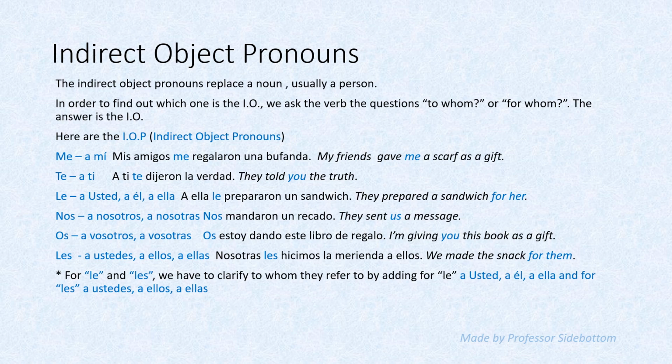A ella le prepararon un sándwich. They prepared a sandwich for her. Nos mandaron un recado. They sent us a message. Os estoy dando este libro de regalo. I'm giving you this book as a gift. Nosotras les hicimos la merienda a ellos. We made the snack for them. So, as I said before, for me, te, nos, os, we only add a mí, a ti, a nosotros, a vosotros to emphasize the indirect object pronoun.